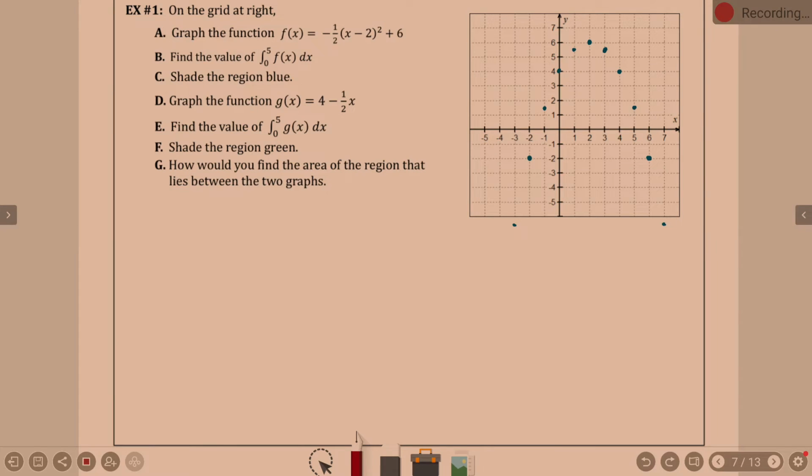Okay. So I'm going to draw my parabola in. Okay. So there's my graph. Now, part B asks us to find the value of the integral from 0 to 5 of f of x dx, which f of x dx is the negative 1/2 times x minus 2 squared plus 6, times dx.